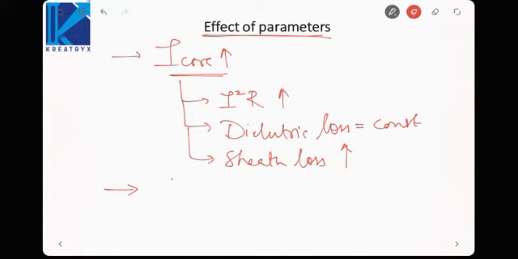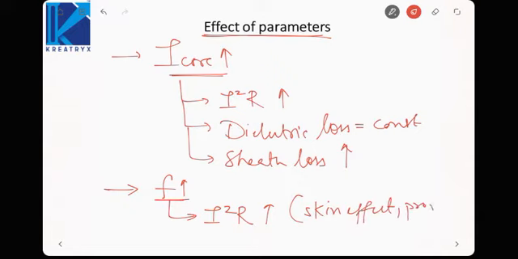Next is, suppose we increase the frequency. Then what happens to I square R loss? It must remain constant? No, it will increase due to skin effect and proximity effect. As frequency is increased, the cross-sectional area of conduction reduces, so resistance increases and I square R loss increases. Dielectric loss will also increase. It was omega C V square, so it was proportional to omega, the frequency.